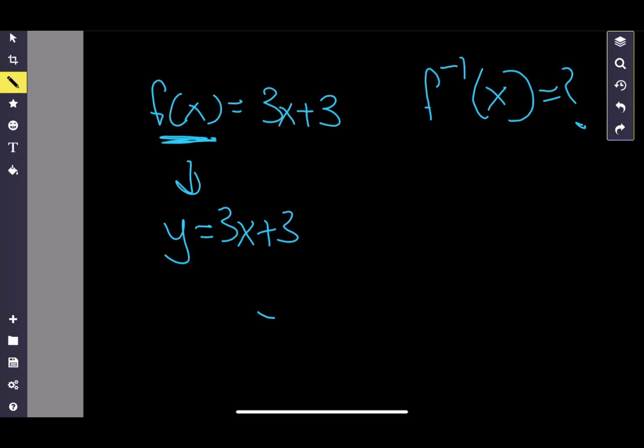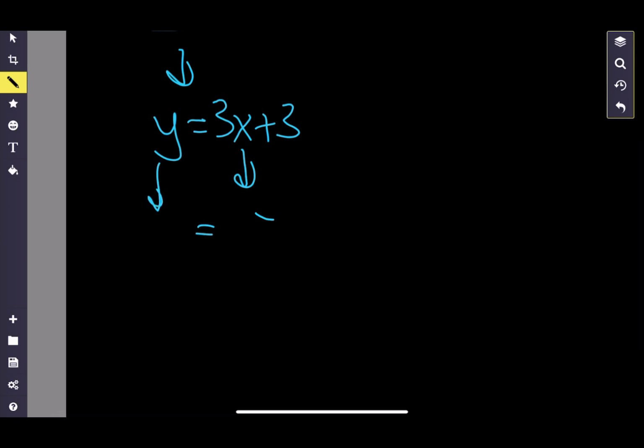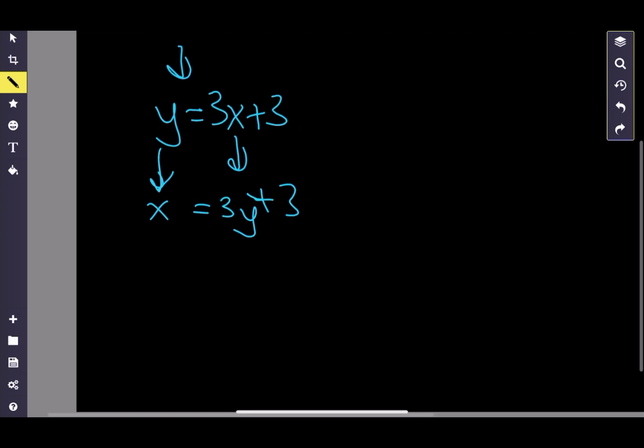Same thing. And what you're going to do is swap the x and y values. What I mean by that is everywhere you see an x, turn it into a y, and everywhere you see a y, turn it into an x. So this y is going to turn into an x, and this x is going to turn into a y. You're still left with the 3y plus 3. Just keep everything the same, except switch the x and y. And now you're going to solve for y.